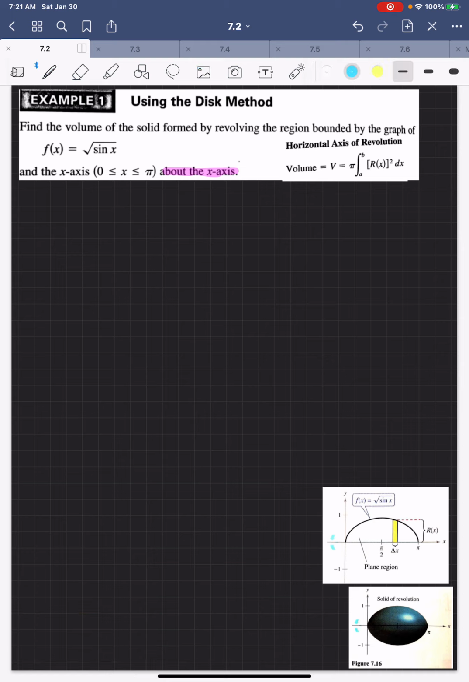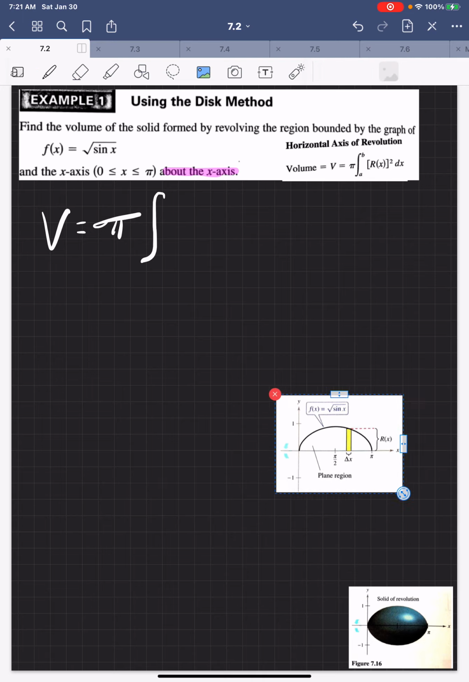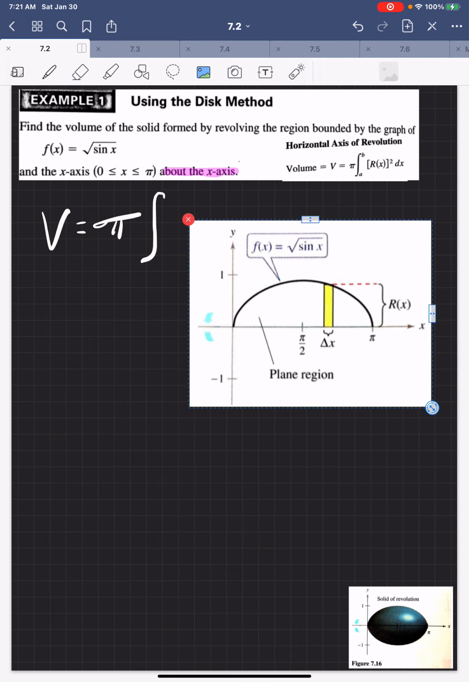All right, so let's go ahead and write our formula. The volume is going to be equal to pi, and we'll fill in the rest in just a second. We're going to be a little bit spoiled here because I already have the geometry of what this looks like.